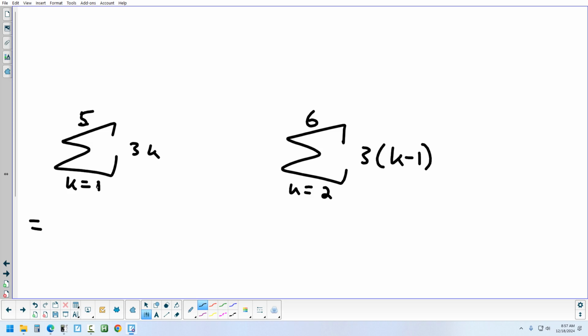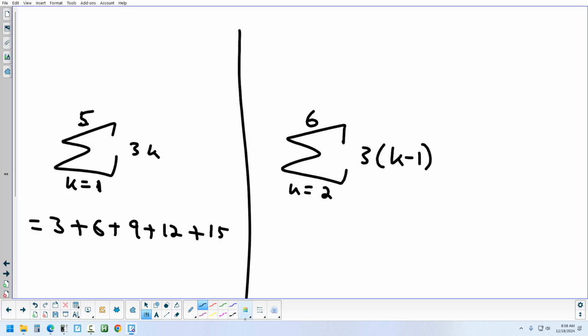For the one on the left, what's the first number you would plug in for k? Right. So you're going to plug in a 1, and that's going to generate your first term. What's 3 times 1? 3. Right. What's the next value we plug in for k? 2. 3 times 2? 6. Next value? 3 times 3 is 9. Next value is 4, and 3 times 4. And now we're at the last value because 5 tells me to stop. What's 3 times 5? 15. So when you do the one on the left, I don't care what it adds up to, but that's how you do it. Now let's do the one on the right.